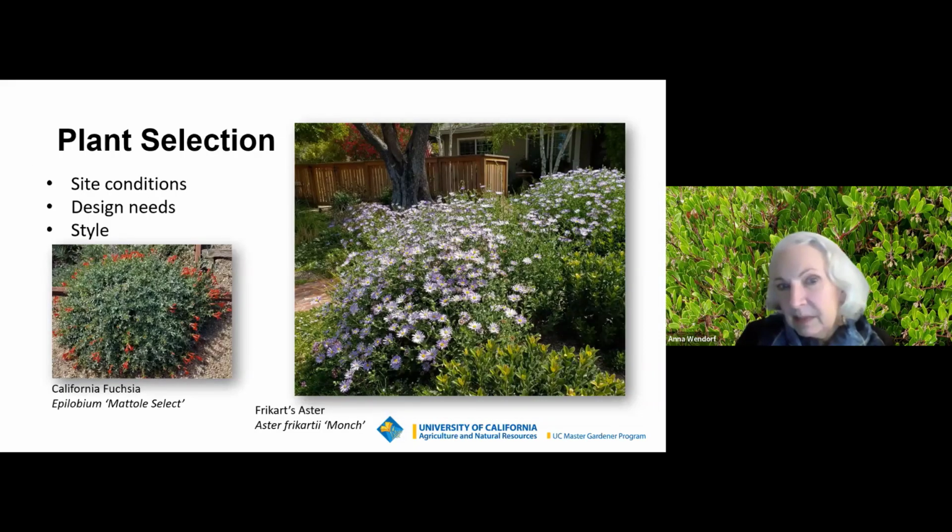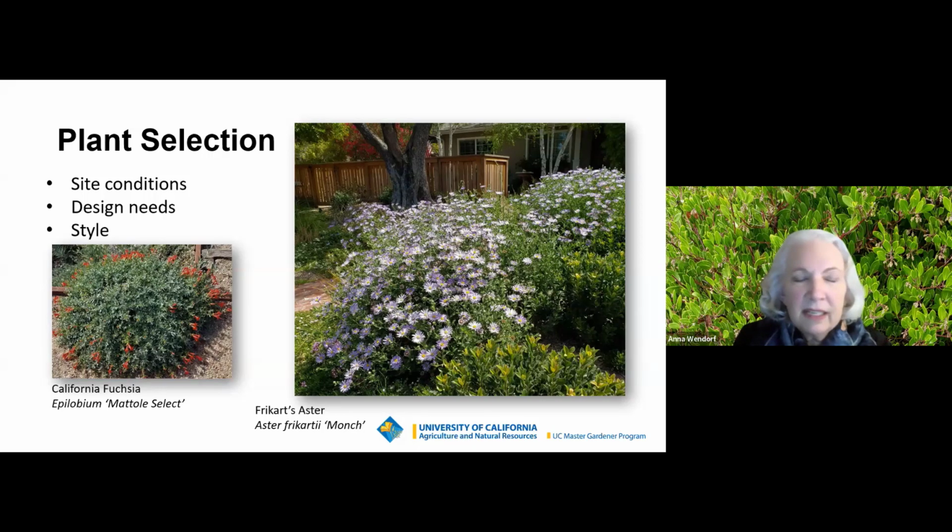Now we're going to talk about some specific plants to fill in our fictitious garden. This is a California fuchsia, Mattole Select. It's a nice compact variety, beautiful, brilliant orange, red flowers and a silver leaf. And Frickhart's aster, beautiful in a big mass. Again, this blooms in the summer.